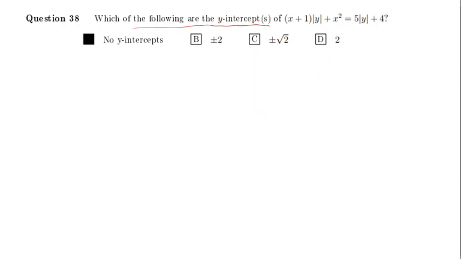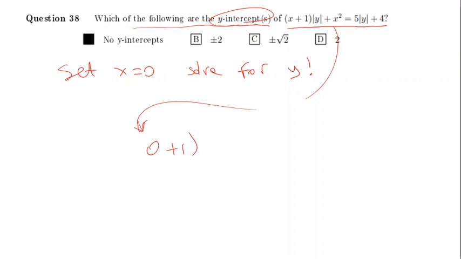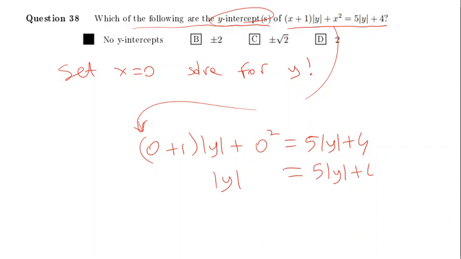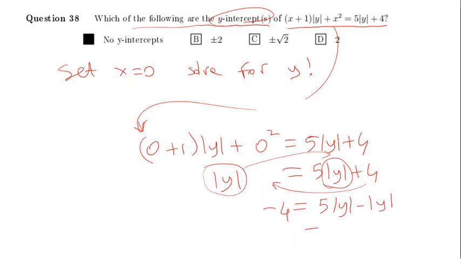Which of the following are the y-intercepts of this equation? If you want to find the y-intercept, you set x equal to 0 and solve the equation for y. So let's make it 0: 0 plus 1, the absolute value of y, plus 0 squared plus 5, absolute value of y plus 4. Then this will become absolute value of y equals 5 absolute value of y plus 4. We collect the similar terms on one side, taking this one to the other side, and we get 5 absolute value y minus the absolute value y, so this makes 4 absolute value y. When you divide both sides by 4, we end up with absolute value of y equal to minus 1.